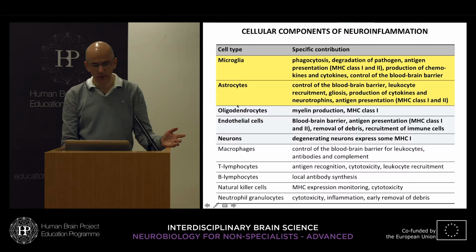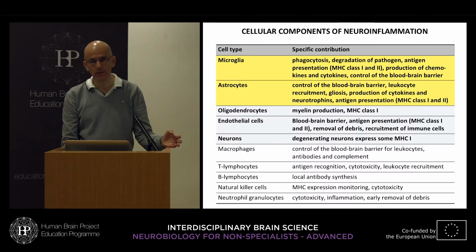Below you find 3 other cell types which you can find in the nervous system which also play an important role in the inflammatory response. Oligodendrocytes, as you have heard, produce myelin in the central nervous system, but they are also important for the inflammatory response because they are a target in inflammatory demyelination, and they can present antigens via MHC class 1 molecules.